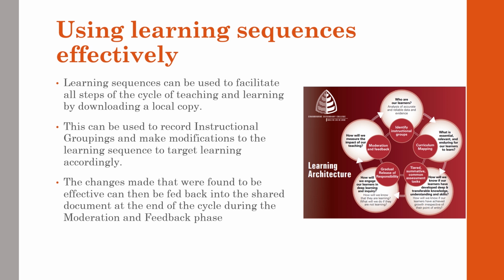So the second dot point, this can be used to record instructional groupings and to make modifications to the learning sequence to target learning accordingly. And we're going to have a look at where we do that. And the third dot point, the changes made that were found to be effective can then be fed back into the shared document at the end of the cycle during the moderation and feedback phase.